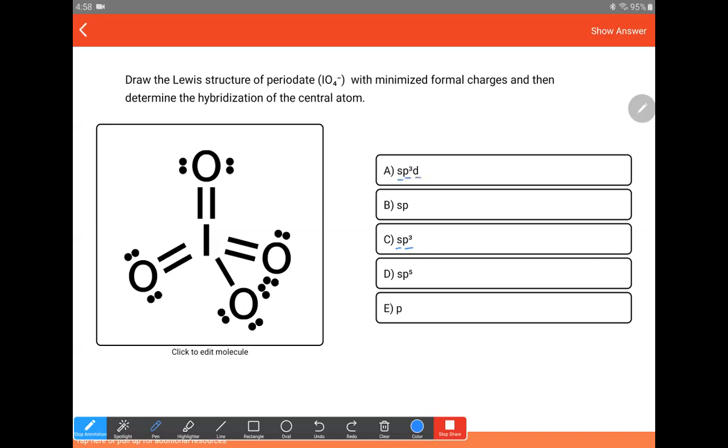3 p's, and 1 d. Another option is 6, which would be sp3d2, which is not given in this option. Or we could do sp2 if there's only 3 electron groups, or sp if it's linear, 2 electron groups. And so it's telling you how many s and p orbitals are of the same energy, how many have been hybridized. You don't have to have all your s and p's hybridized.